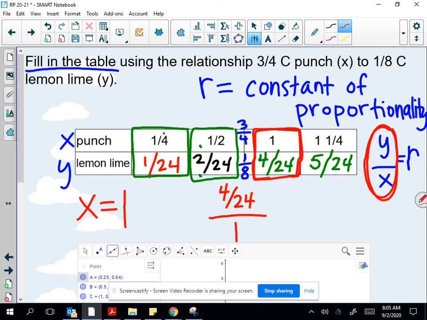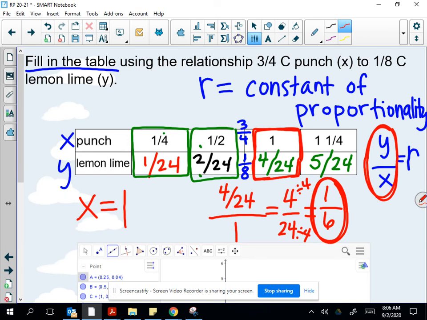So I've got my y value on top, x value on the bottom. 4/24 divided by 1 is 4/24. Both of those numbers are divisible by 4, so I'm going to simplify it. And it simplifies to 1/6. So again, same constant of proportionality.